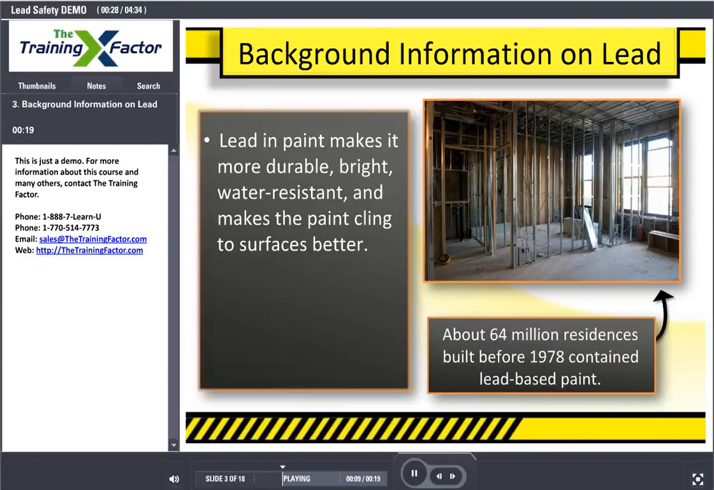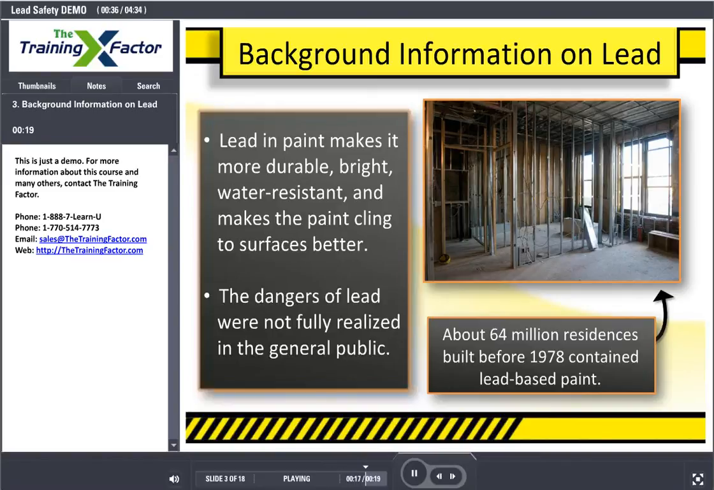About 64 million residences built before 1978 contained lead-based paint. The dangers of lead were not fully realized in the general public at that time.